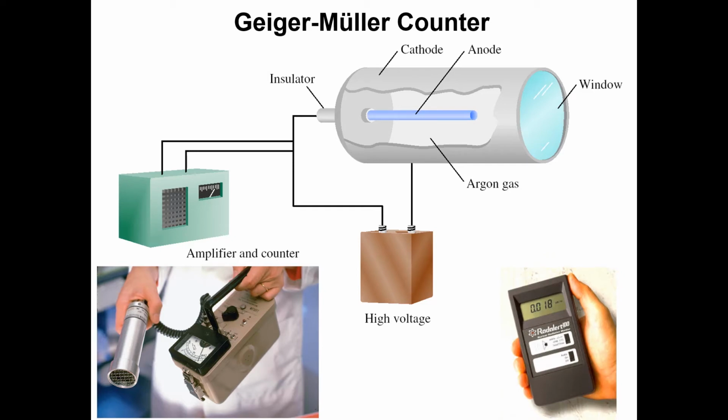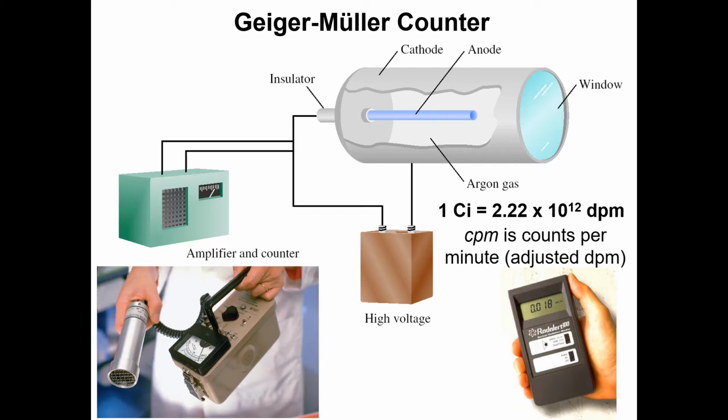Now one thing to take into account here is that typically, remember, 1 Curie is essentially 2.22 times 10 to the 12th disintegration events per minute. Because these instruments will have a certain measure of inaccuracy in them, we typically adjust it and compensate. And so when we report the units, we actually report more like CPM, which would be counts per minute. This is an adjustment to the actual disintegrations per minute, DPM. And that's really what you can see here.